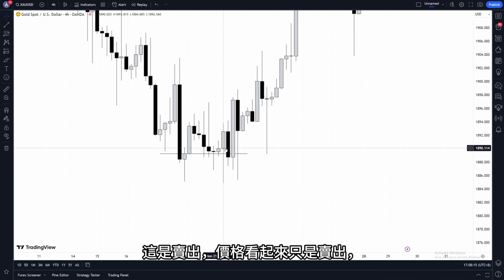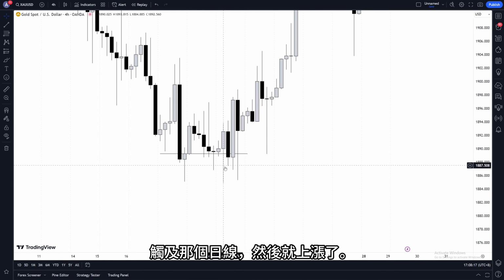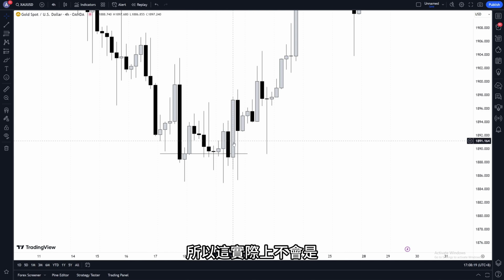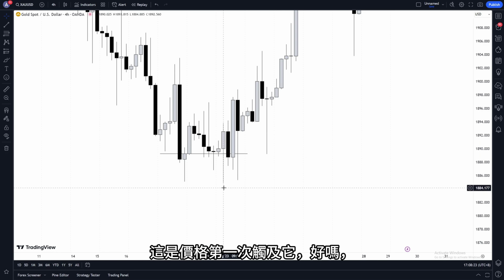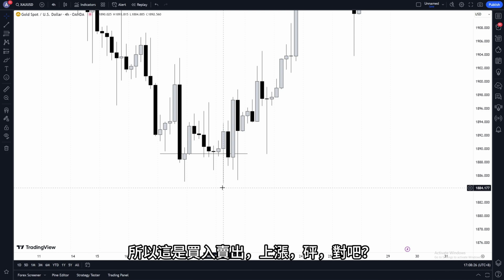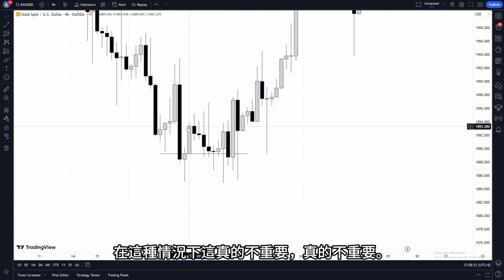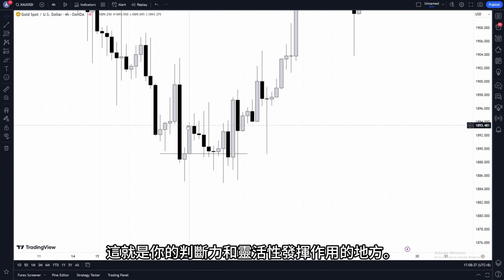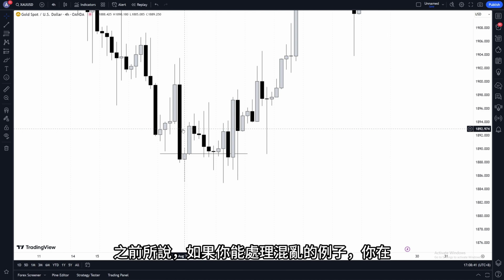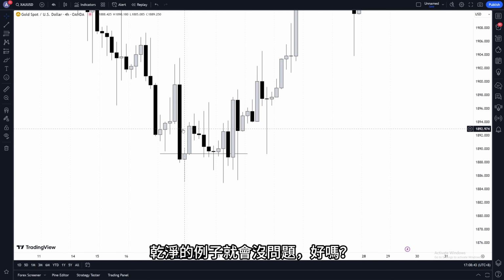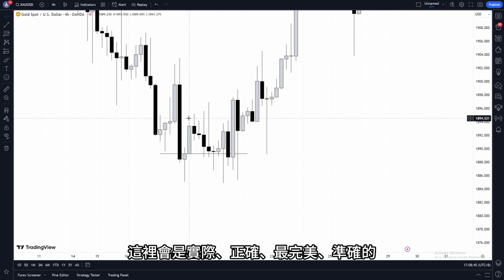So this is what happened on Monday. This was the sell. Price appeared to have just sold, touched into that daily, and then just gone up. So this wouldn't have actually been the last structure that caused the tap into. This is the first time price tapped into it, okay, into the daily. So this is the buy sell going up, boom, right? This is the last structure that actually caused it. It doesn't really matter in this case. It really doesn't. This is where your discretion and flexibility comes about. This is a very messy example, but like I said before, if you can handle the messy examples, you're all good for the clean examples, okay?